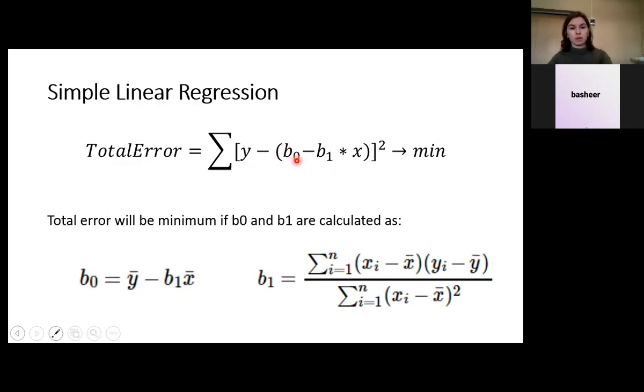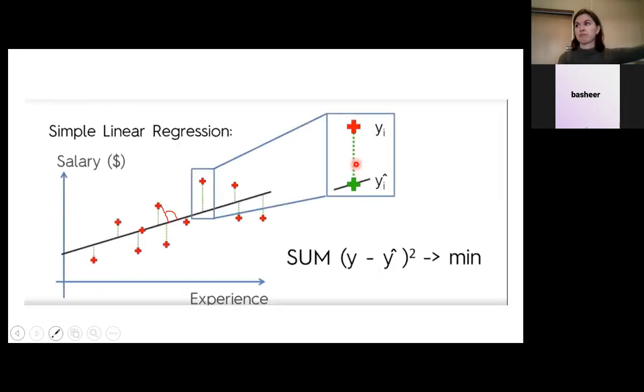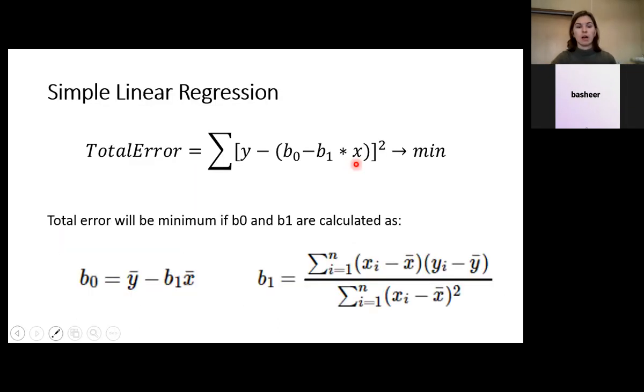Here we have the linear regression equation without error, because in our line we don't have error here. And the problem is how to find b0 and b1 for our existing data set, so we have x, we have y.